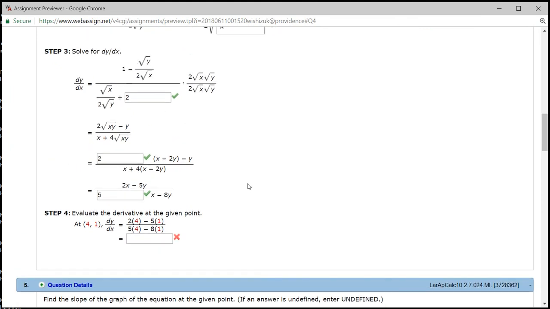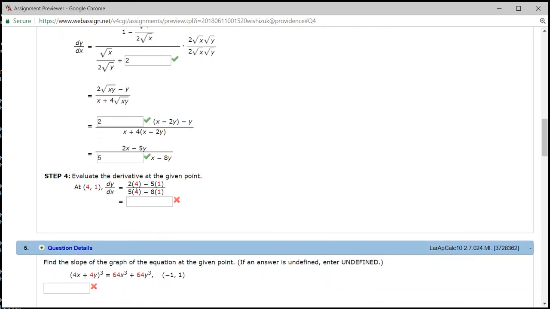Let's look at step 4. We just have to evaluate dy over dx at the point (4, 1). So we plug in 4 for x and 1 for y. So we have 1 for y and 4 for x. All right, so we have that.